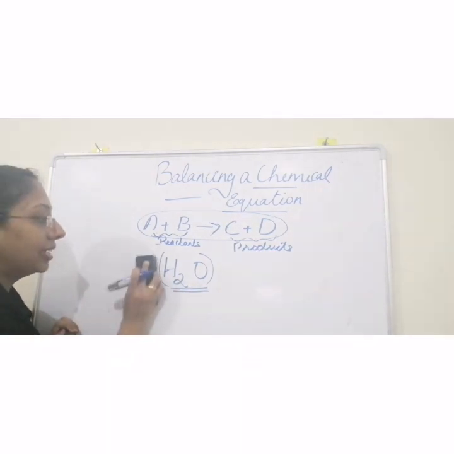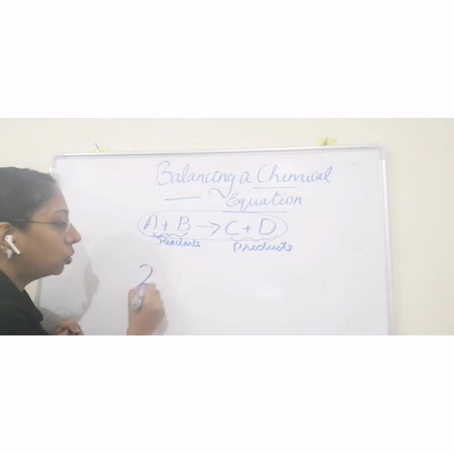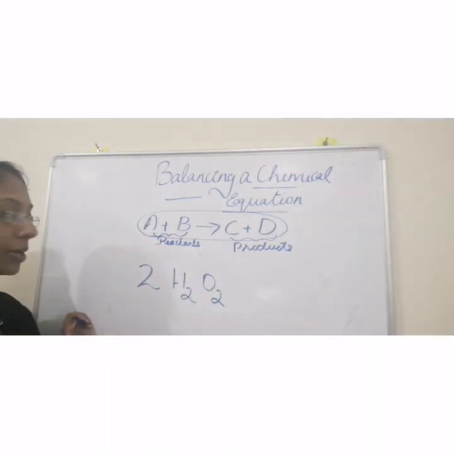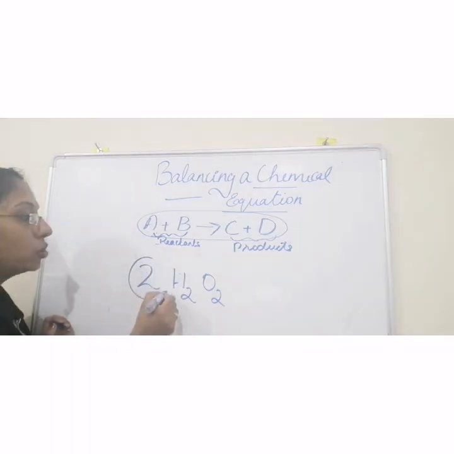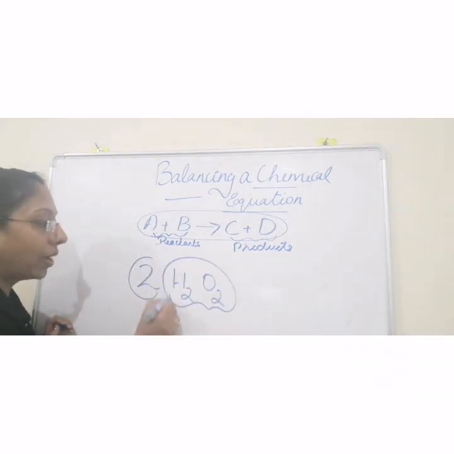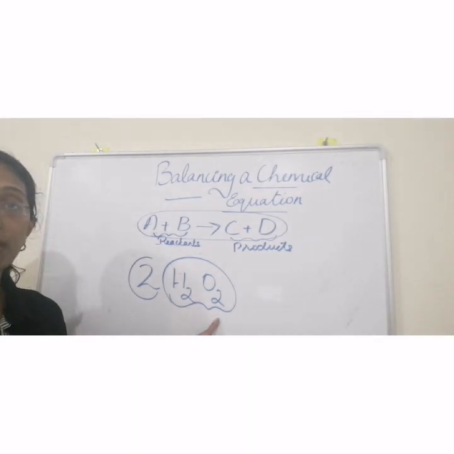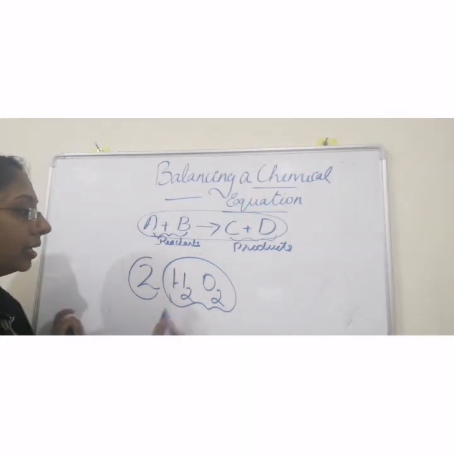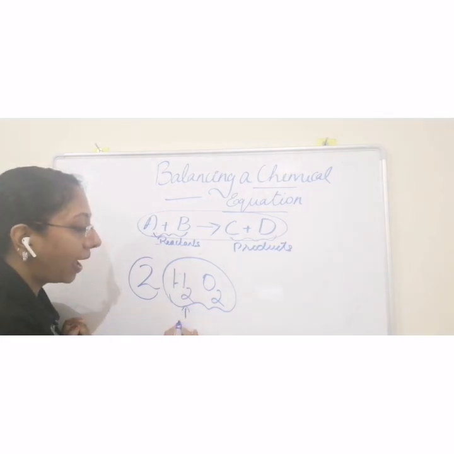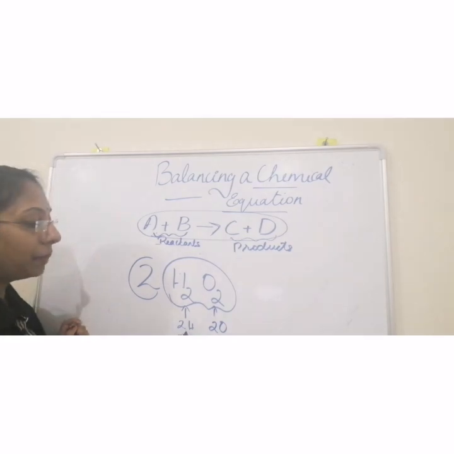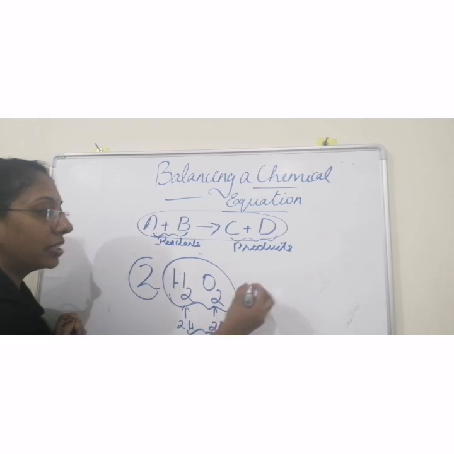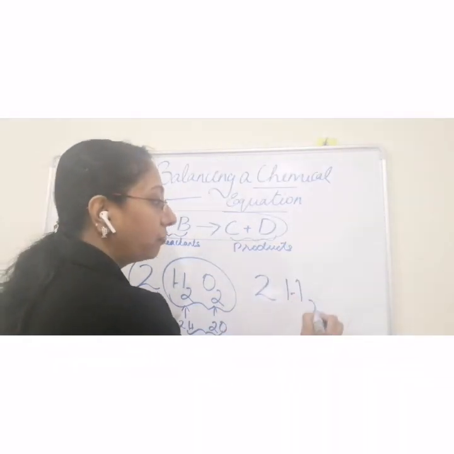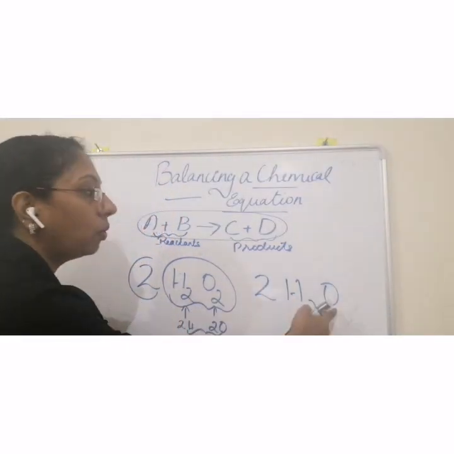If I am writing it like this, 2H2O2, what does it represent? This represents 2 molecules of hydrogen peroxide. H2O2 is hydrogen peroxide. This represents that 2 hydrogen atoms and 2 oxygen atoms are there. That means the compound is changed. Instead of 2H2O, I wrote here 1 more oxygen.